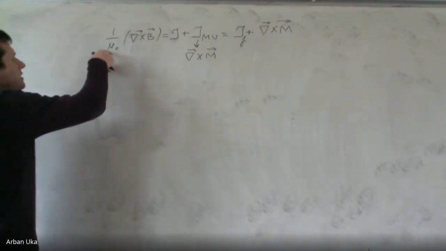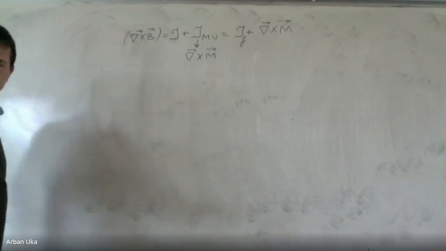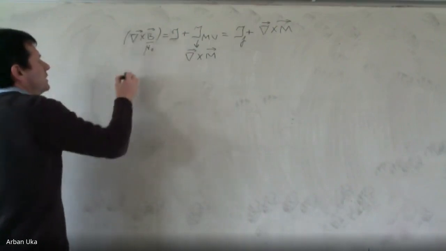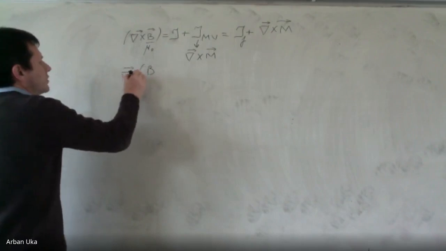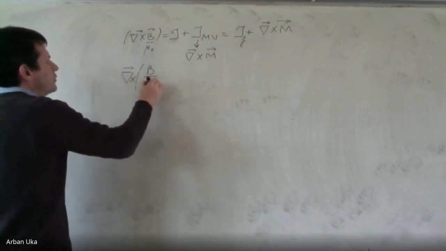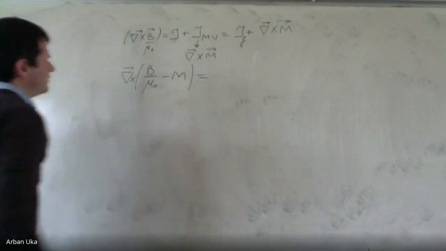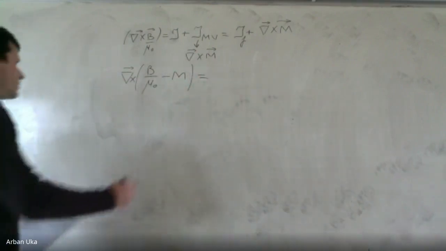So this is a constant. This constant, we can take it inside of the curl. So this is B over mu 0. Then we have the curl of the cross product, B over mu 0 minus M. So we take that this is equal to the J.